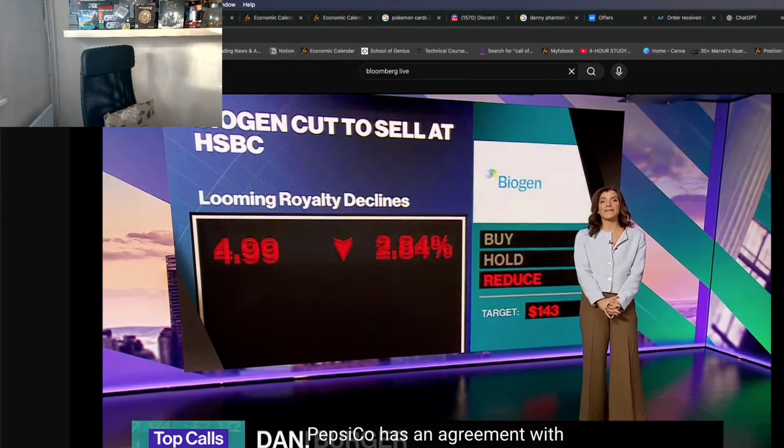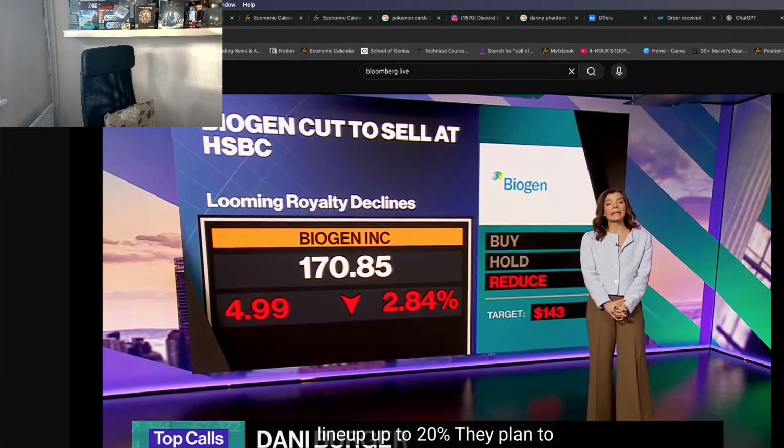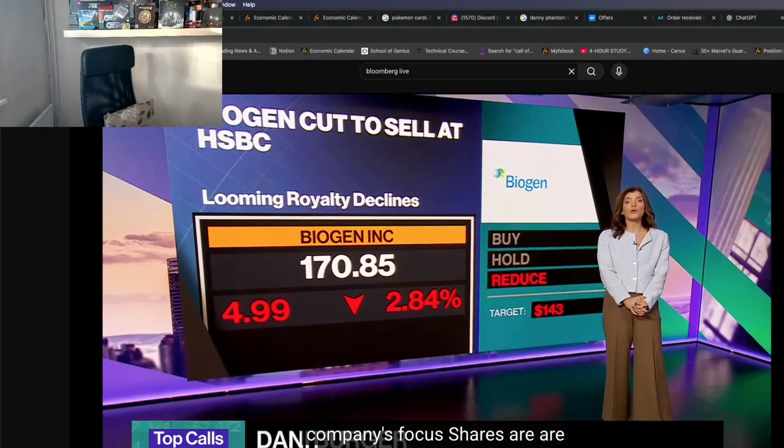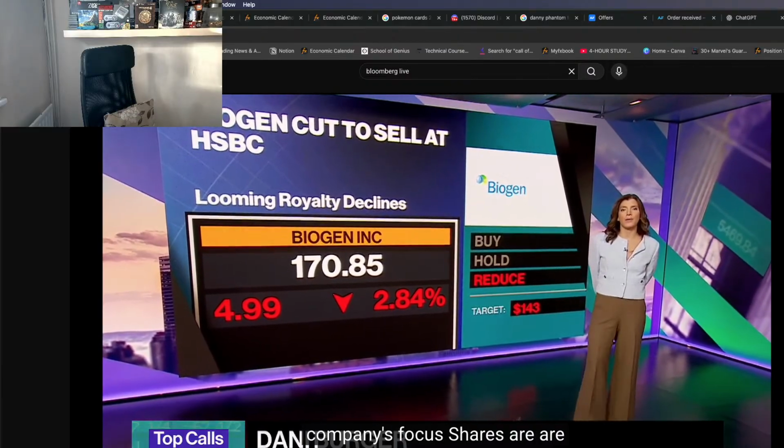Next up, HSBC. They've cut Biogen to a sale. The analysts say that the drug maker faces weaker growth, pressure to cut costs, and sees no clear deals on the horizon to revive momentum.